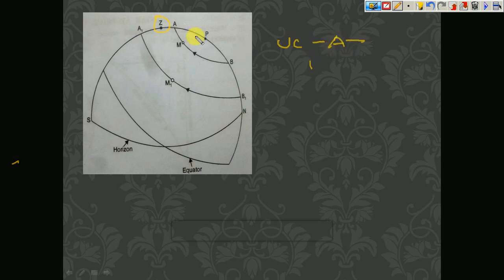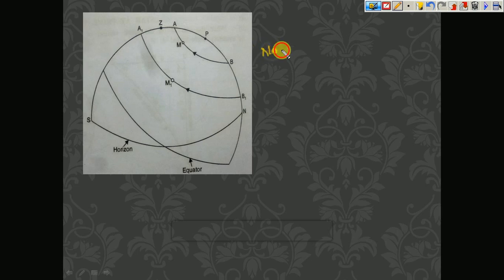So here, upper culmination A of the star M will be at the north side of the zenith. Similarly, upper culmination A1 of the star M1 will come at the south part of the zenith. So this part is south and this part is north. If you are taking A1, it is at the south, and A is at the north.